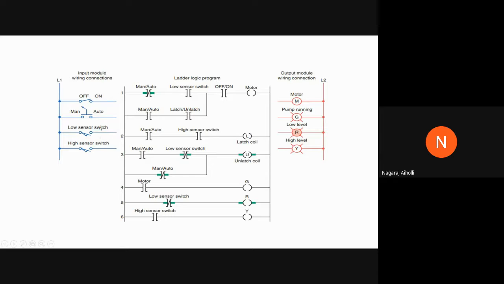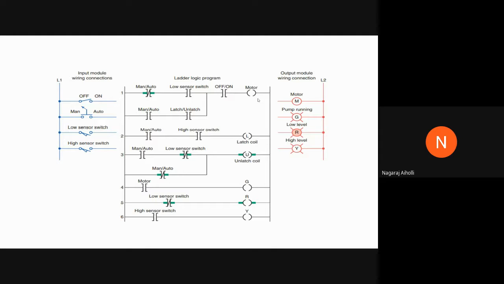So we are closing this low sensor switch. So this will get activated, the low sensor switch. Okay, and then the on/off will be closed and the motor will be energized. Motor will be energized, correct? That means once the level is low, we are pumping the water into the storage tank.